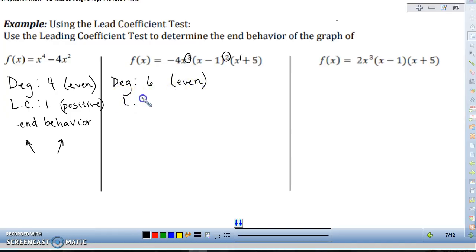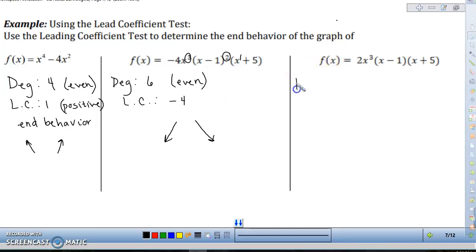The lead coefficient in this example is -4, the negative being the part that we want to focus on. So if I have an even degree with a negative lead coefficient, my end behavior falls to the left, falls to the right. And I'm perfectly fine with you just drawing arrows to show that end behavior. If you prefer to write it, that's fine also.